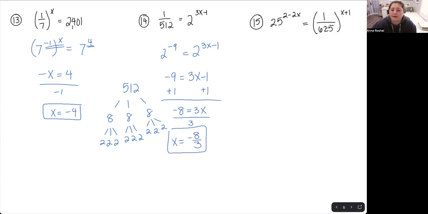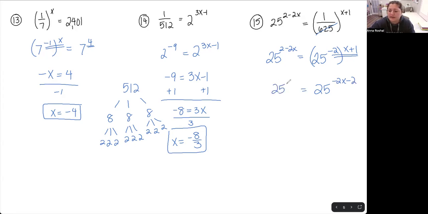Okay. I know that 25 squared is 625. So I'm going to turn this into 25 to the negative 2nd power to the x plus 1 power, so that I get the same thing on this side, where it's going to be 25 to the 2 minus 2x power. One thing that you'll notice is that this is going to be 25 to the negative 2x minus 2. And this, I could actually rearrange this exponent, negative 2x plus 2.